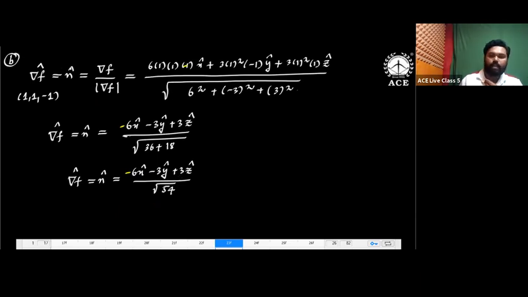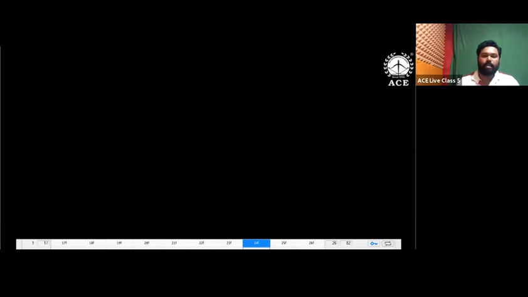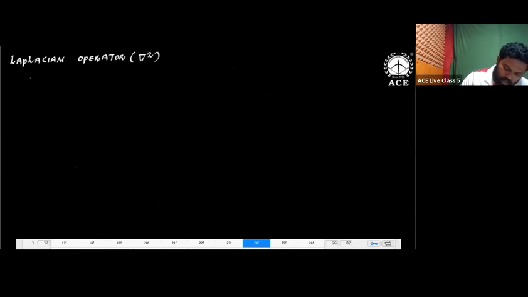There is one more operator. Let me turn the page here, which is a derived operator. Let us discuss that one as well. Laplacian operator. What is a Laplacian operator? Here it is, a derived operator.